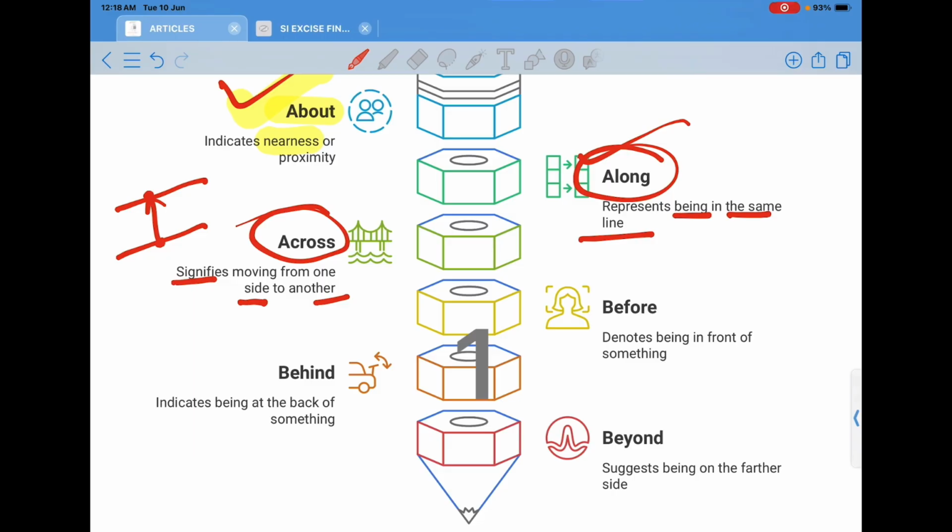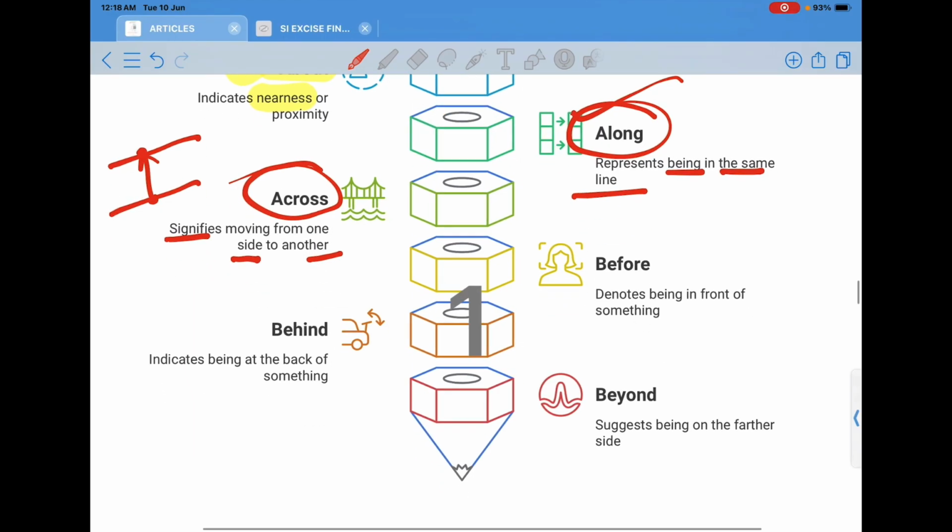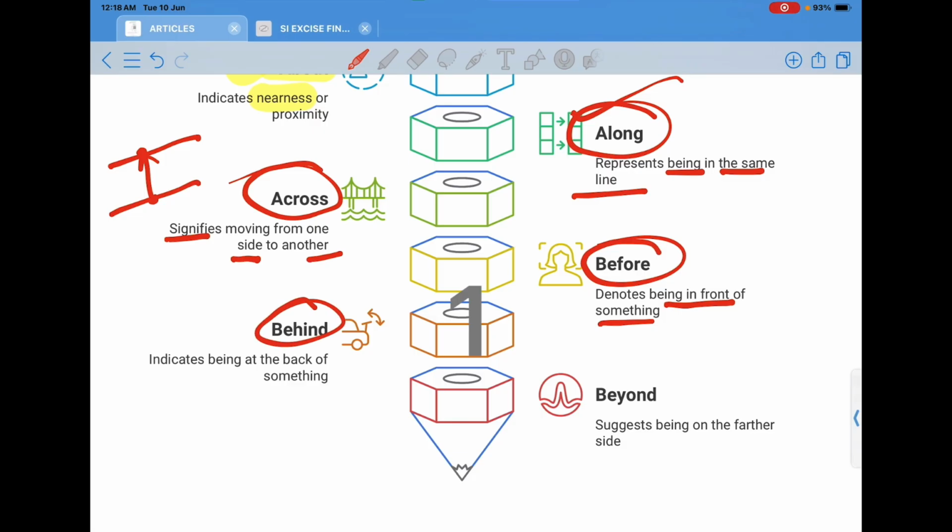Next, before. Before means it denotes being in front of something. Okay, so it is self-explanatory. For example, the garbage is before the road. Then behind. Behind means at the back of something. Self-explanatory. And beyond. Beyond means it suggests on something further side. This is beyond his power. Okay, it is far away from me. Beyond. I can't.